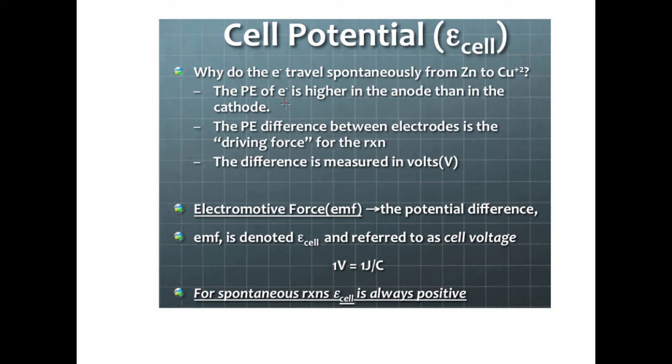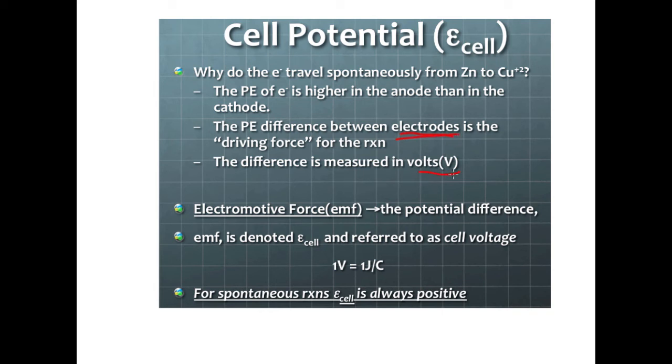So the potential energy is higher for the electrons on the anode side than it is for the cathode. You could think of the anode as like the top of a waterfall. Water always runs downhill because there's higher potential energy at the top of the hill than there is at the bottom of the hill. The anode is the same idea. It has a higher potential for the electron than it does the cathode. So therefore, the electron is going to be pushed or pulled through the wire, and that's our driving force.